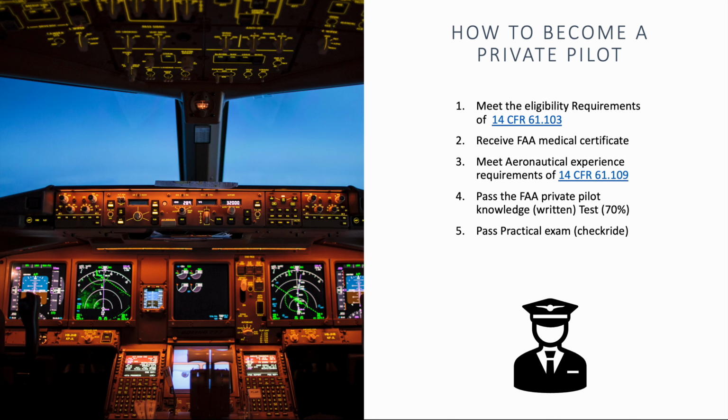So next we'll go over the steps, how to become a private pilot. So what's required of you, and some eligibility requirements. So step number 1, meet the eligibility requirements of, you'll see these numbers pop up, these are the regulations, 14 CFR 61-103. Receive an FAA medical certificate, meet aeronautical experience requirements. So aeronautical experience just means you meet the hour requirements, or you've accomplished certain tasks.